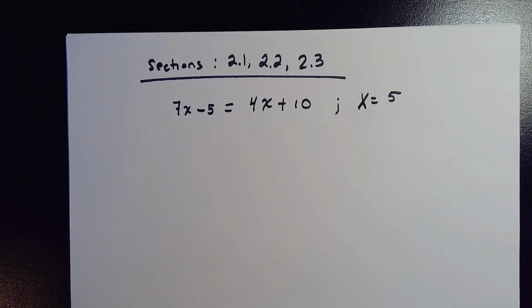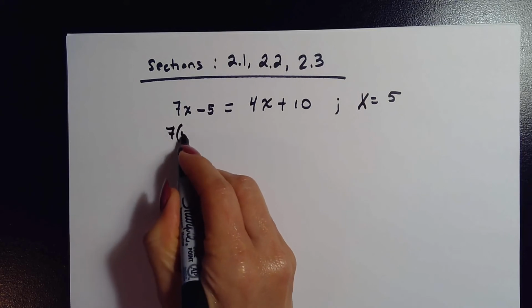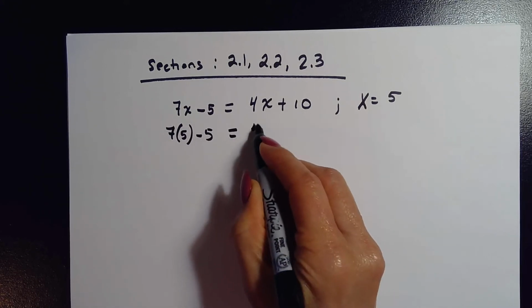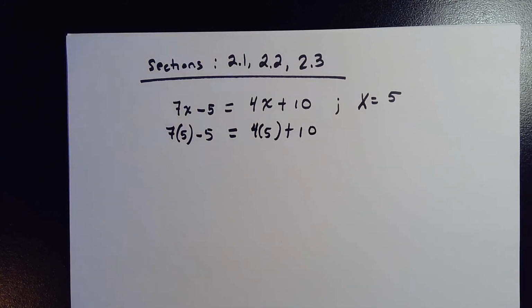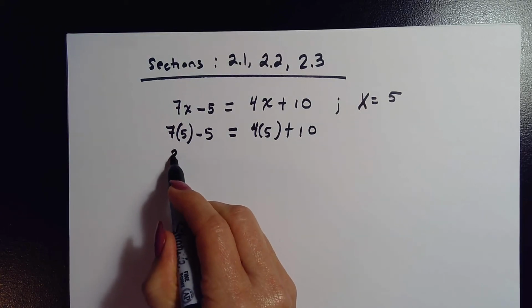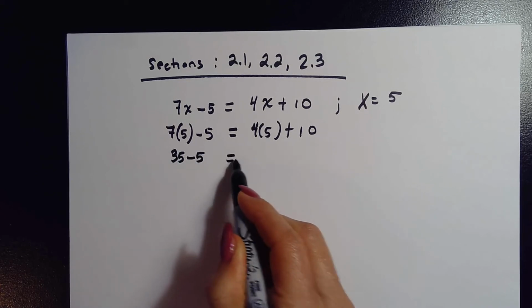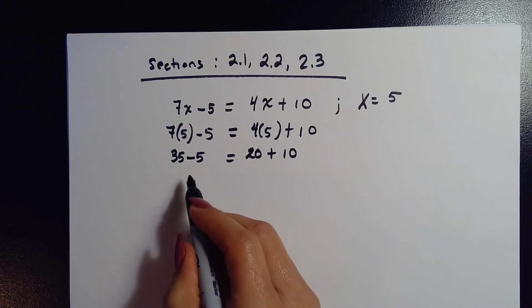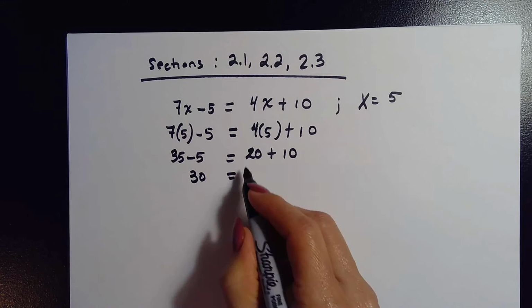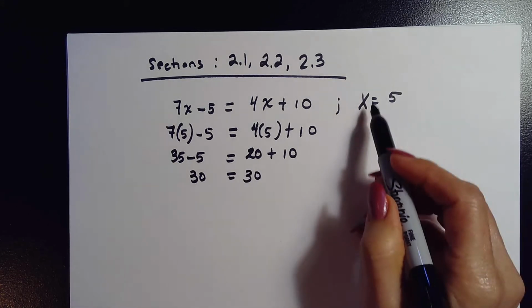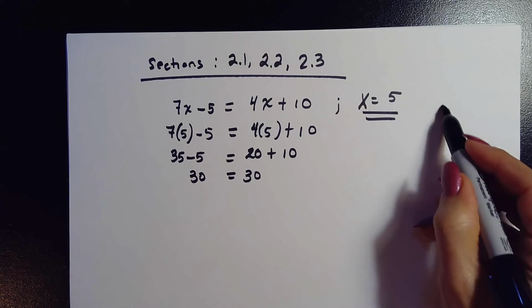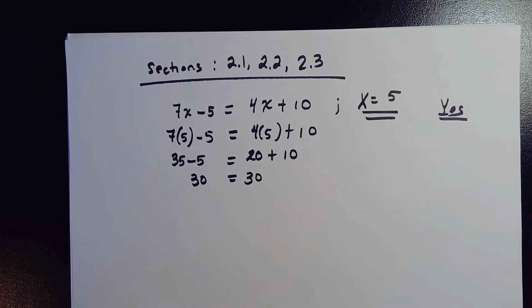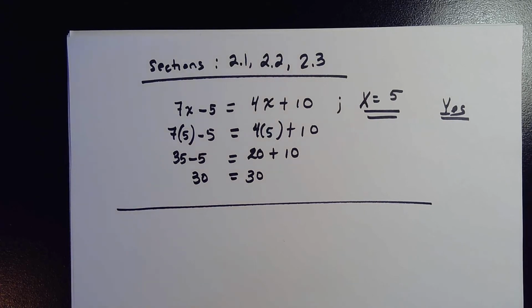So what we're going to do is plug in the number, right? 7 times 5 minus 5 equals 4 times 5 plus 10, and see if the equation is true, meaning the right side and the left side must be equal. So 7 times 5 equals 35 minus 5, and 4 times 5 equals 20 plus 10. So 35 minus 5 equals 30, and 20 plus 10 equals 30. So we can see that this is indeed a solution. So this does work, right? And so the answer is yes, this is a solution.